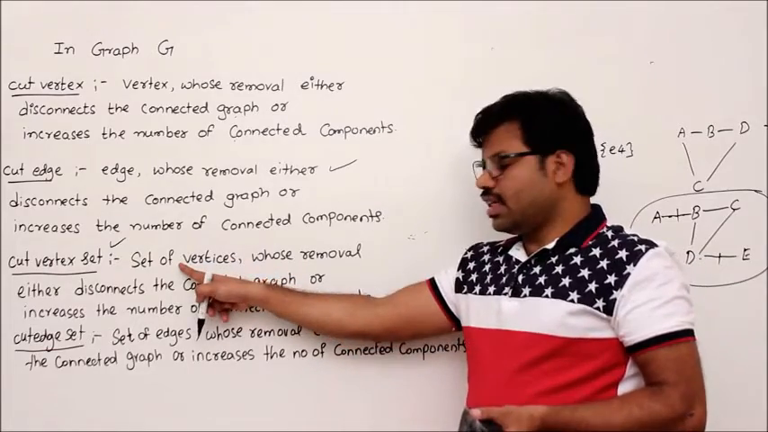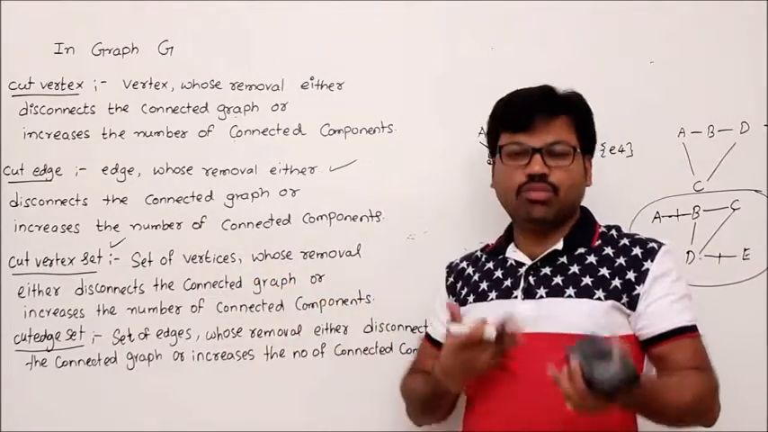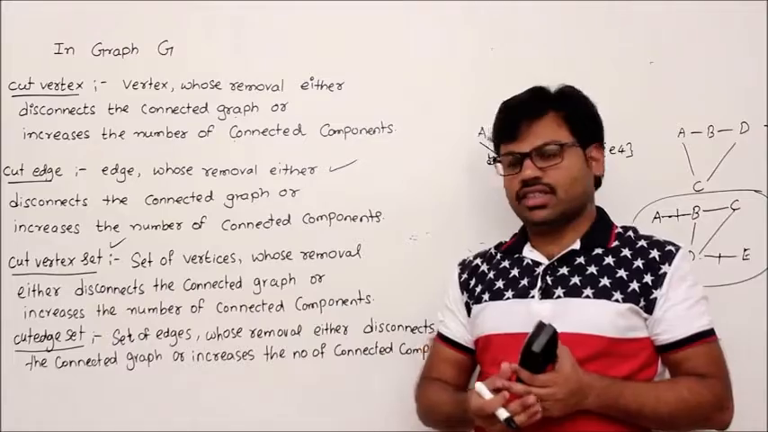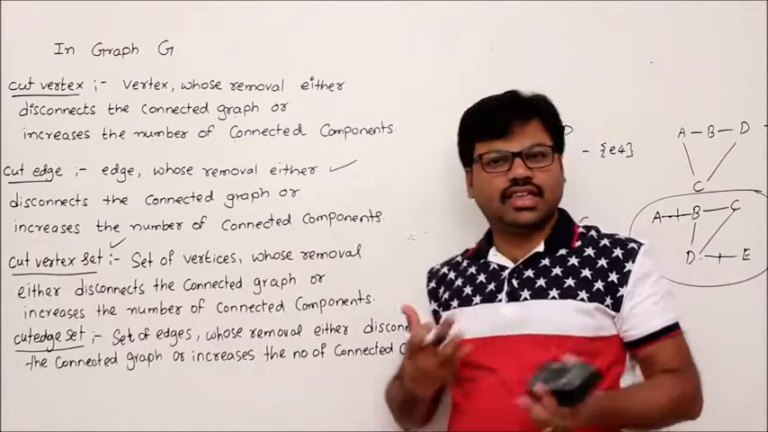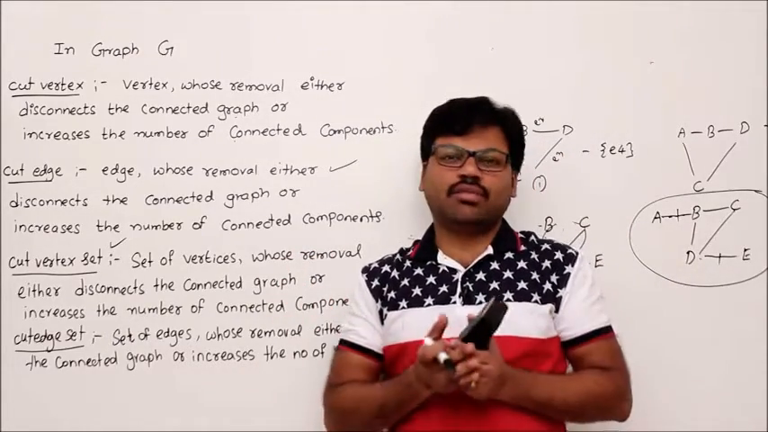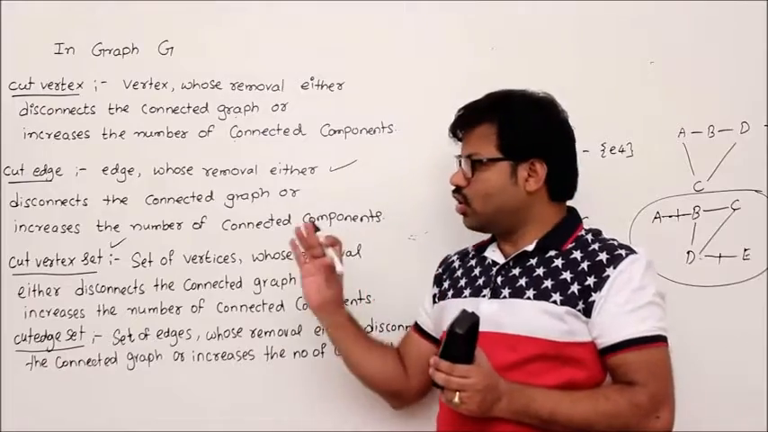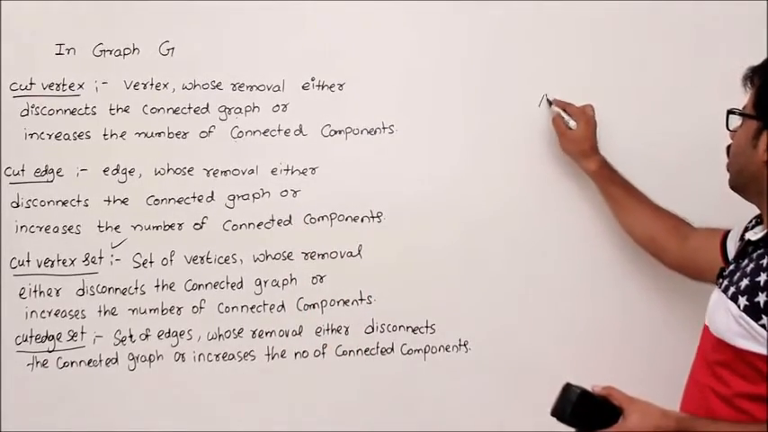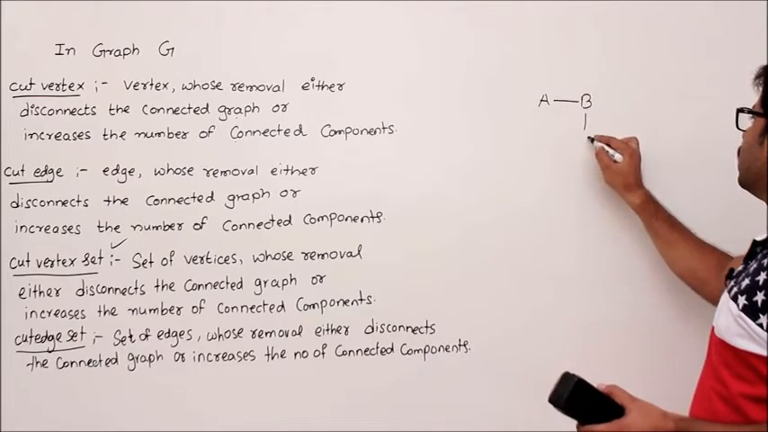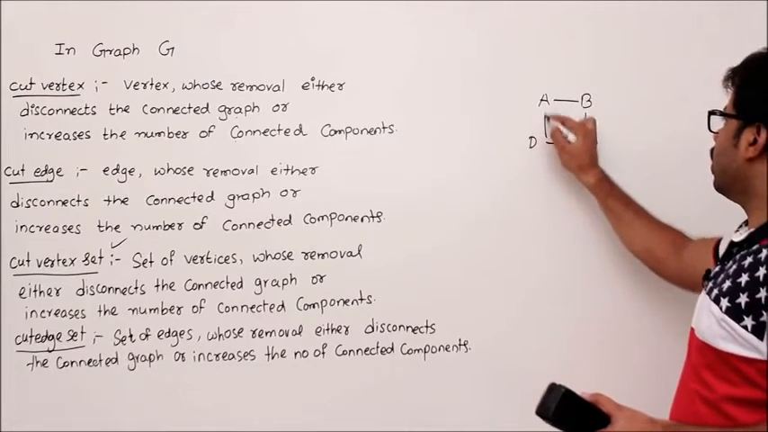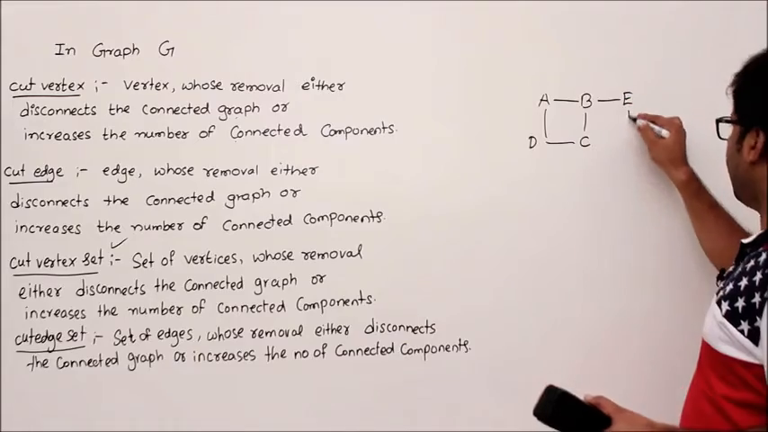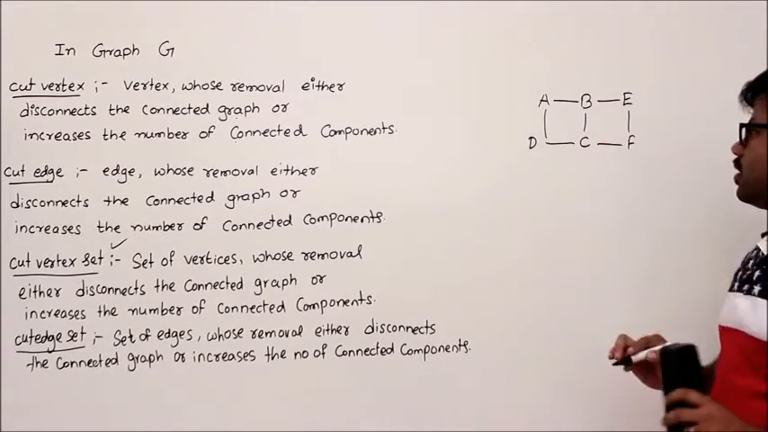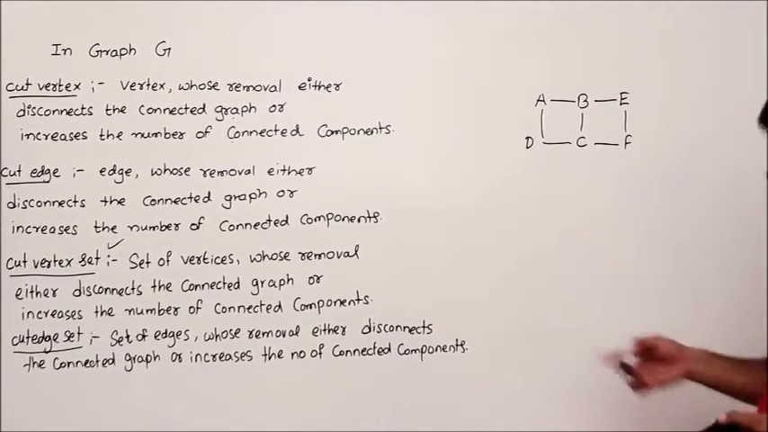So here, rather than one vertex, we are removing a set of vertices whose removal either disconnects the connected graph or increases the number of connected components. Such a combination is called a cut vertex set. An example is A, B, C, D, E, F. Let's take this example, so I'm calculating the cut vertex set.